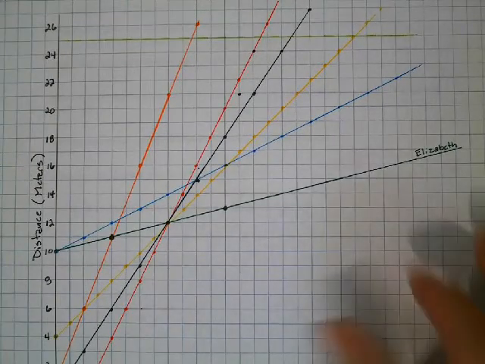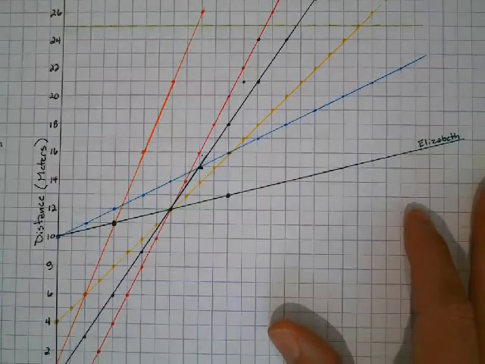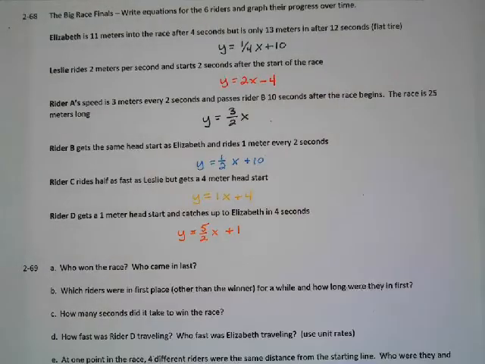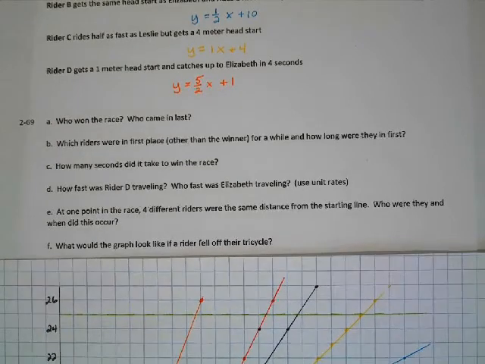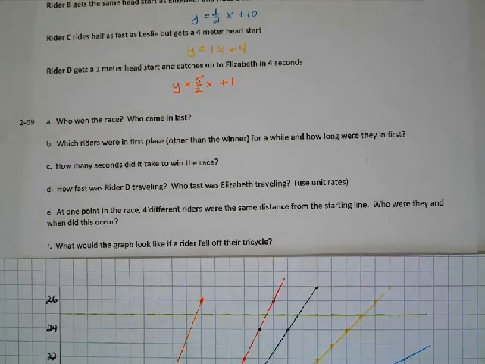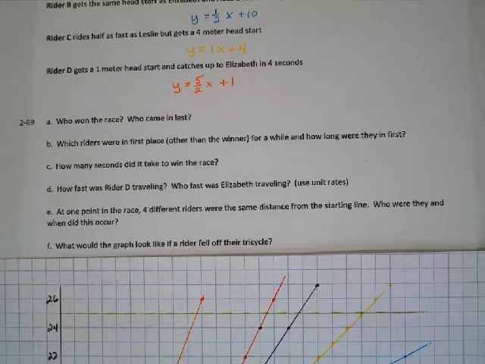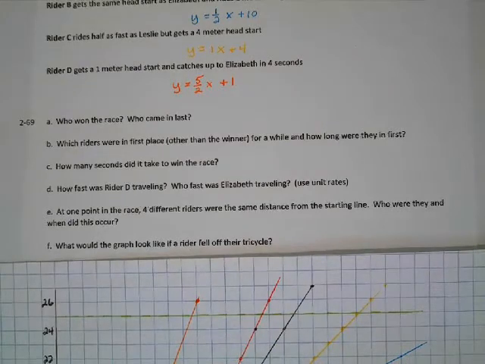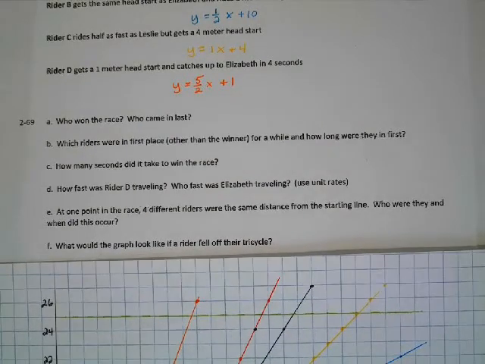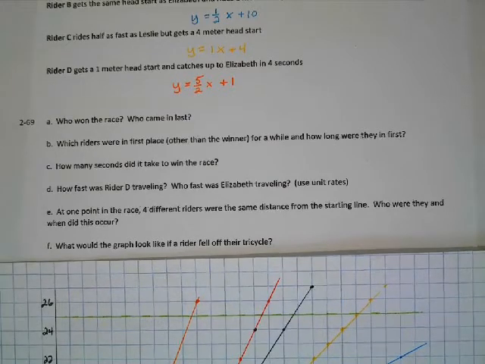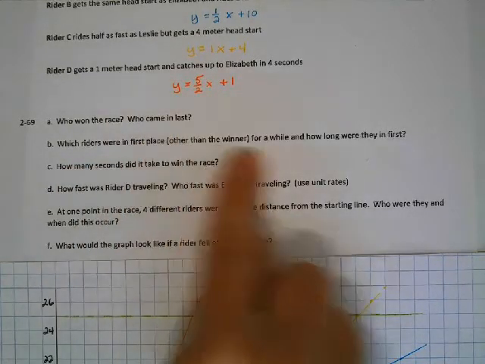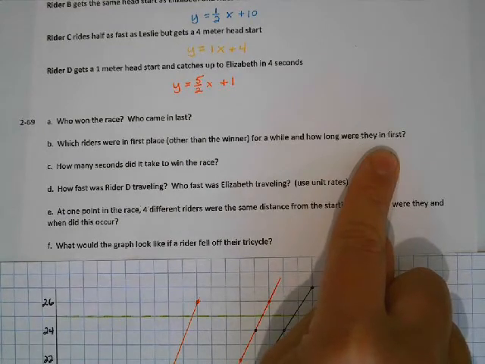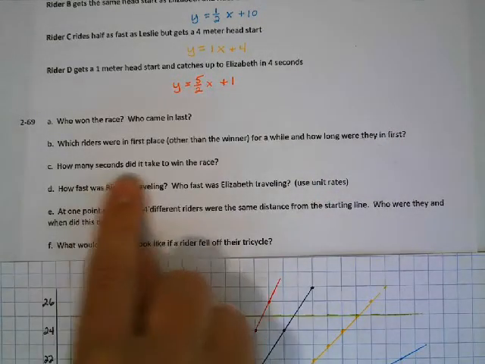All right, so using those equations and the graphs, we're going to answer some questions about the big race. I want you to look at these questions and look at your graphs and see if you can answer them. Who won the race? Who came in last? And if you made any mistakes on your graph, you can go back and pause and look at the graph that I did. Which riders were in first place, other than the winner, for a while, and how long were they in first? Who was the leader until the winner came along, and how long were they in first place? How many seconds did it take to win the race?